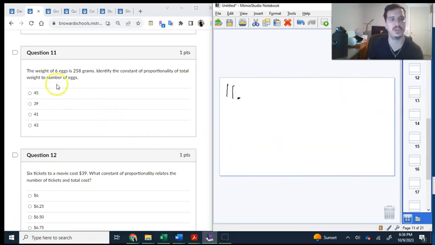All right, number 11. The weight of 6 eggs is 258 grams. Identify the constant of proportionality of total weight to number of eggs. So all we have to do is divide, okay? That'll find me the constant of proportionality, K. So we do Y over X. So what is Y? It is the 258 grams.